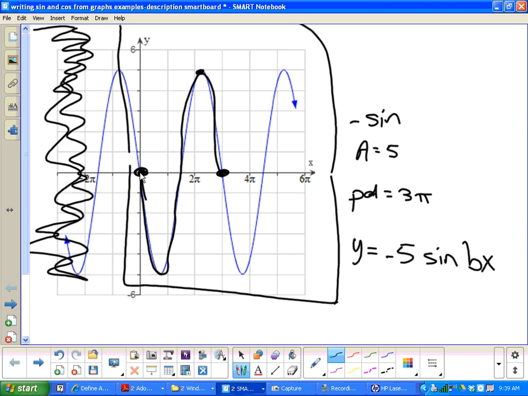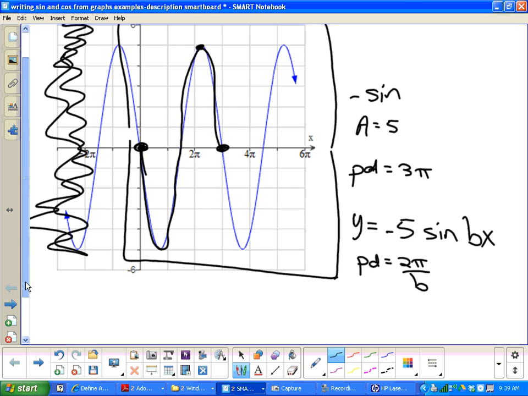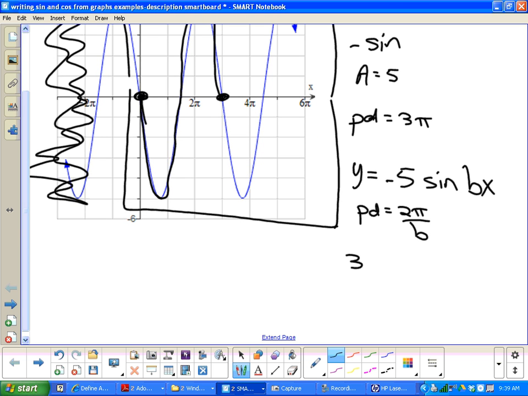What are we going to have to figure out? What b is. What's going to help me figure out what b is? We just did this. Setting 3 pi equal to 2 pi over b, the period formula. The period is equal to 2 pi over b. You see how it was really important that we figured out what the period was? So we get 3 pi equals 2 pi over b, and now we're just going to solve that. So we get 3 pi b equals 2 pi.